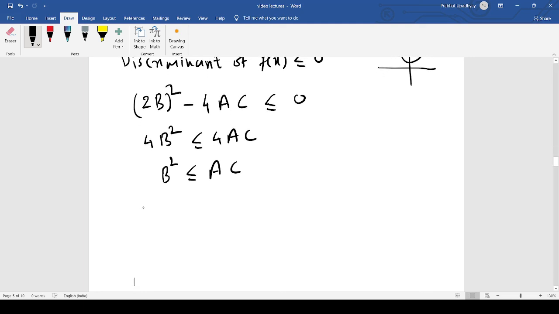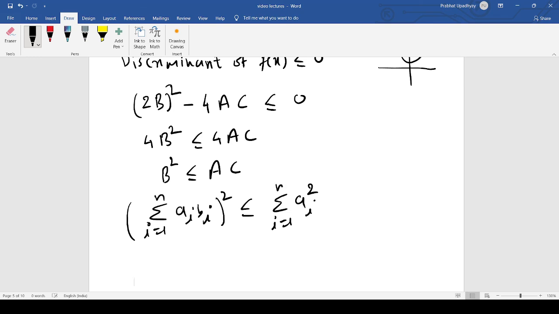And what is your B square? It is the square of summation ai bi, i running from 1 to n. And what is A? It is summation of ai square, i running from 1 to n, and it is multiplied with C, which is equal to summation bi square, i running from 1 to n. And this is precisely your Cauchy-Schwartz inequality. So we have given two different proofs for our Cauchy-Schwartz inequality of real numbers.